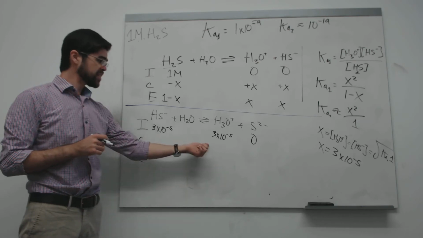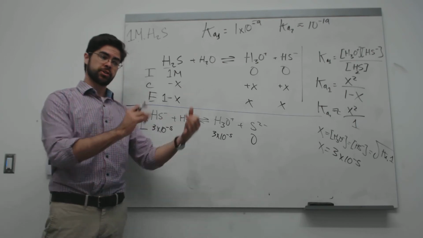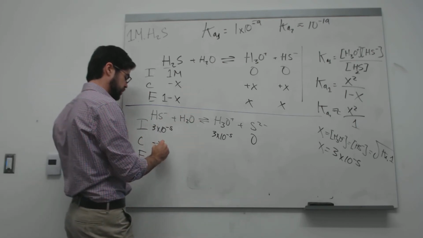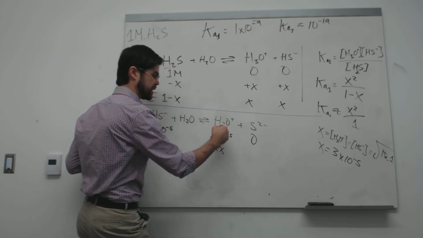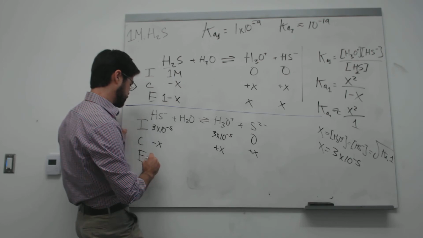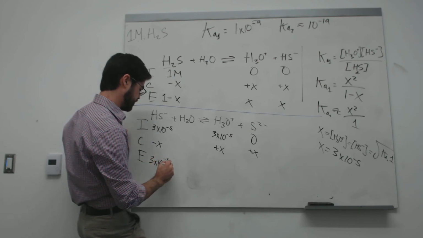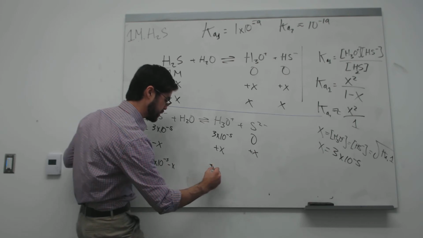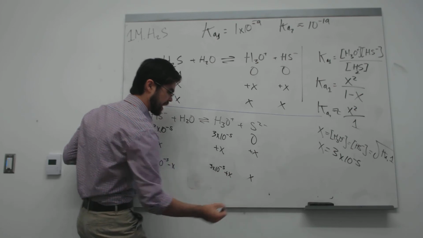So at that point, you can say, okay, I'm missing one of my products, so the reaction should shift forward and produce some of that product. So I will lose reactants, generate a little bit more hydronium, and generate some S2 minus. So my equilibrium concentrations now are 3 times 10 to the negative 5 minus X, 3 times 10 to the negative 5 plus X, and X.